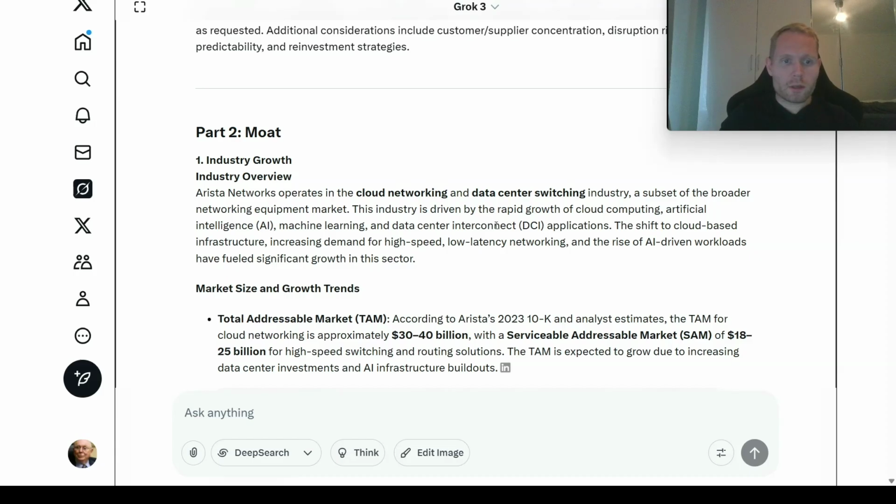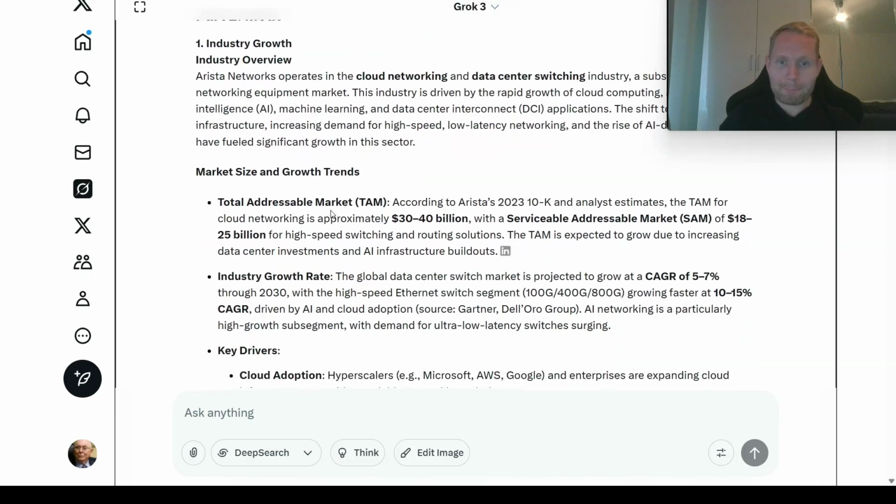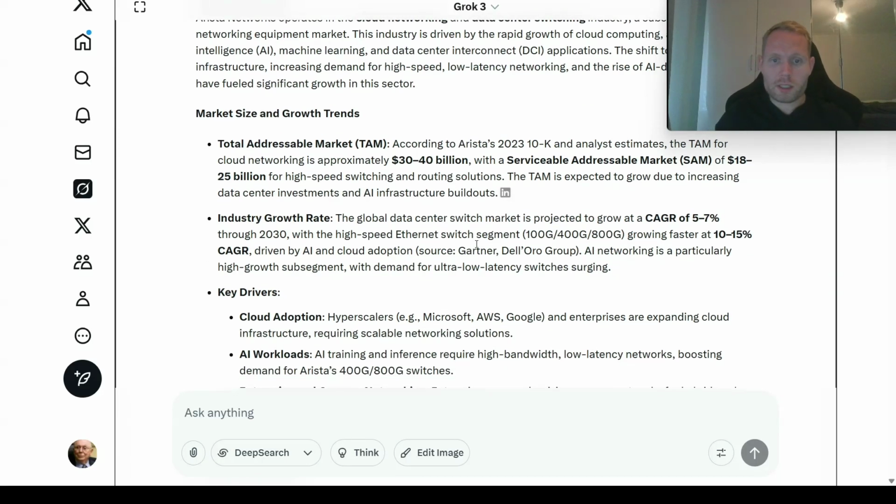So, industry growth. Arista Networks operates in the cloud networking and data center switching industry, which is a subset of the broader networking equipment market. The TAM is 30 to 40 billion, with a serviceable addressable market of 20 to 25 billion. The global data center switch market is projected to grow at a CAGR of 5 to 7% through 2030, with the high speed Ethernet switch segment growing faster at 10 to 15% CAGR. So that's giving us a little bit of an insight into the industry that Arista is operating in.